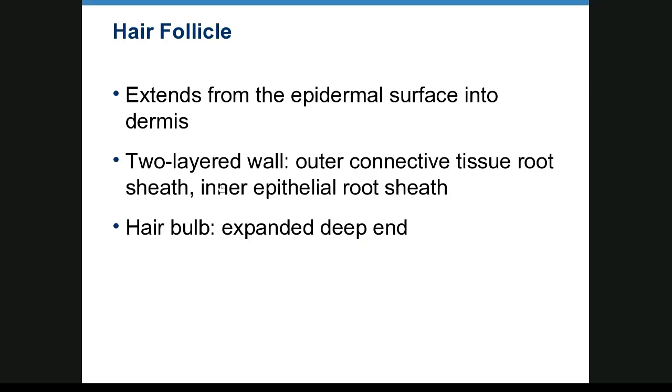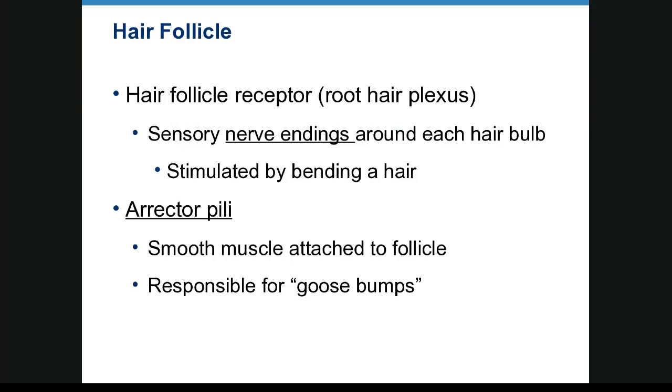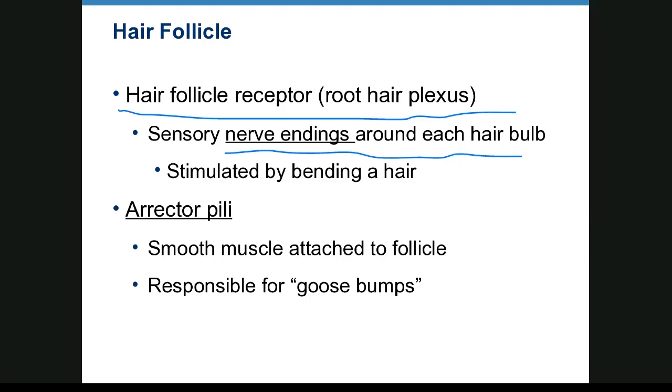And the hair follicle, and this is kind of thought of backwards. It says it extends from the epidermis into the dermis, but it actually starts in the dermis and comes out through the epithelium. And we already discussed the parts: the hair bulb, outer wall, connective tissue root sheath, inner epithelial root sheath. And it also has a hair follicle receptor or root hair plexus, where we have sensory nerve endings around each hair bulb. They're stimulated by as little as bending of a hair, and that allows you to feel when you have bugs on you. Also, if someone pulls your hair hard, you can definitely feel that.